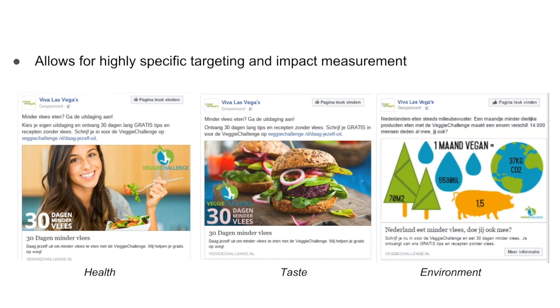So if we're trying out a new target group and we're not sure if we can find many omnivores in there, we can just look up all the data of the people who signed up through that particular ad, look at their pre-challenge diets, and then we know if this particular target group is good for targeting non-vegans.